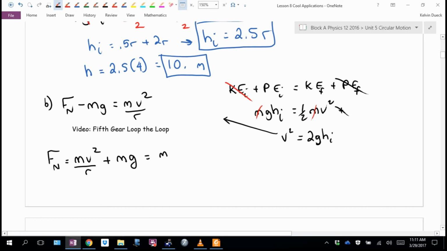Let's do this algebraically and generically first. It's going to be 2 times g. What was our generic expression for the initial height? 2.5 R. Over r plus mg. Oh, what happens to the r's? That's kind of cool. Looks like I get this.